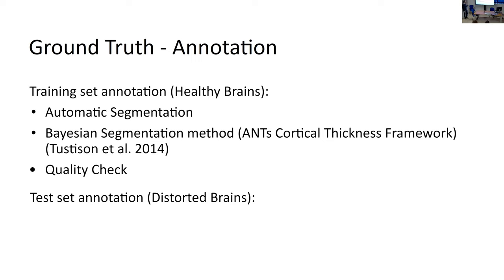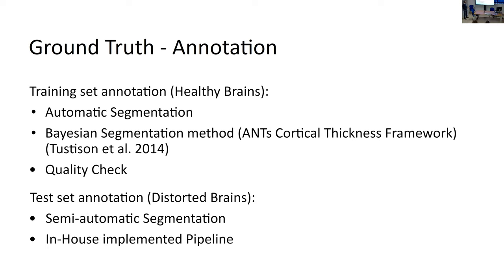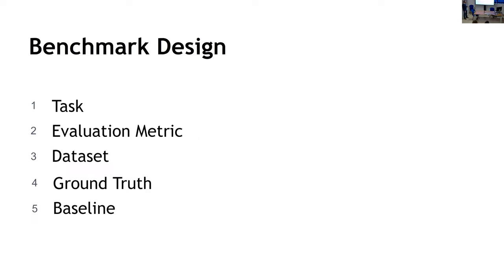While for distorted brains, obviously, we cannot use automatic segmentation, as we said before, because the performance is very bad. So we have to perform at least a semi-automatic segmentation, and we implemented an in-house pipeline to do it with some traditional machine learning approach and also manual refinement by an expert operator.